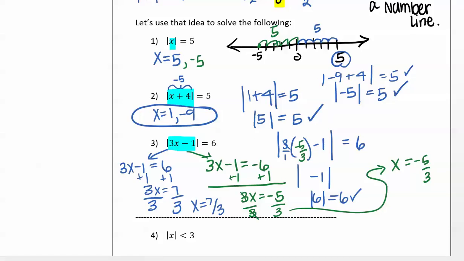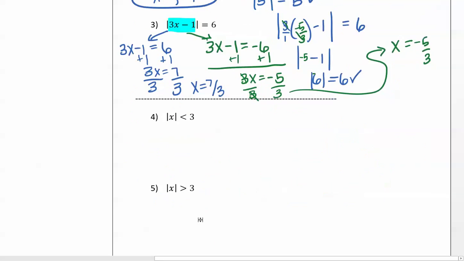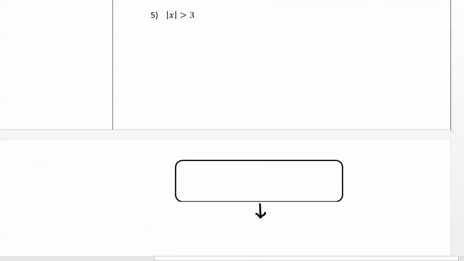Okay, so 3 times -5/3. The 3's again will cancel, and I have -5 minus 1, which gives us -6. And the absolute value of -6 will give us 6. Alright, so you're not going to do anything in 4 and 5 right now. We're going to come back to that.